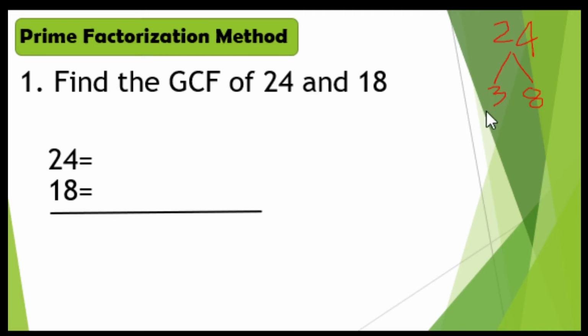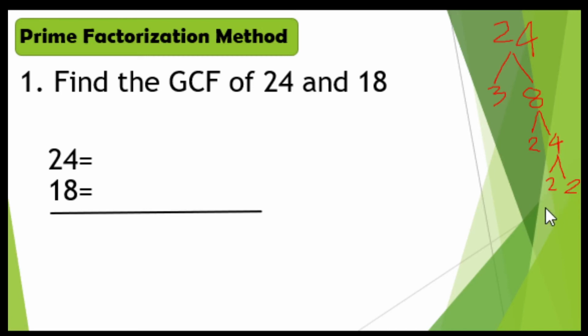Since 3 is already a prime number, we don't need to factorize. Let's proceed to 8. 8 is a composite number. We need to factorize. Think again of 2 numbers that will get a product of 8. Let's have 2 times 4. Since 2 is already a prime number, we don't need to factorize. Let's proceed to 4. It is a composite number. We need to factorize. Think again of 2 numbers that will get a product of 4. Let's have 2 times 2. Since 2 is already a prime number, now it ends the factorization.